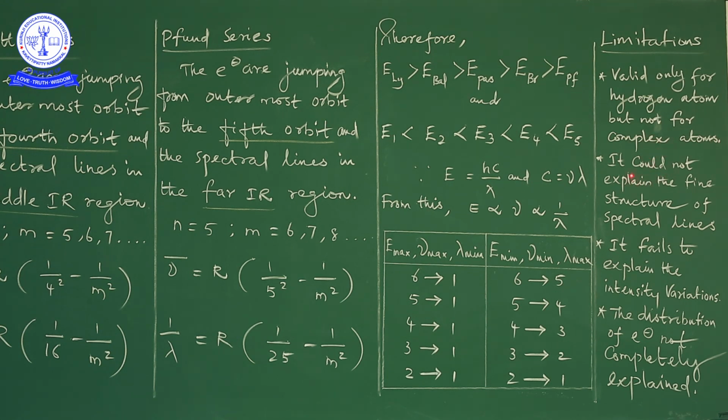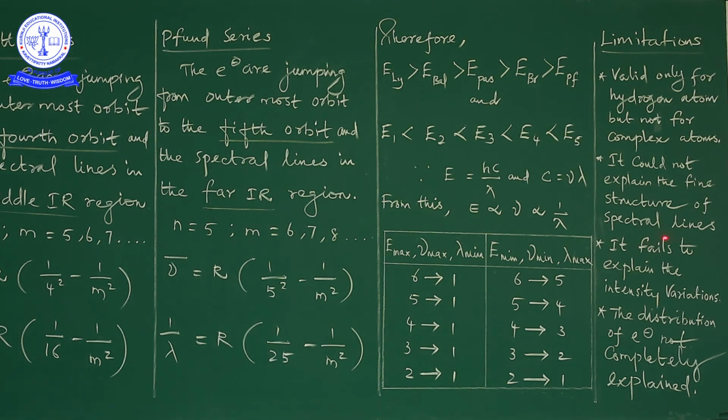And the second one is, it could not explain the fine structure of spectral lines. This thing already failed in the Rutherford atom model also, and once again it fails in the Bohr atom model. Till now we have specified the spectral series of the hydrogen atom: the Lyman, Balmer, Paschen, Brackett and Pfund series, but we are not able to explain the exact fine structure of the spectral lines. Once again we failed.